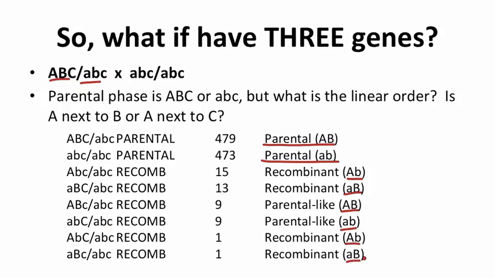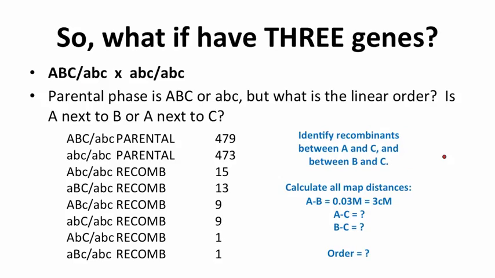So when we add these up, what fraction are recombinant? Well, it's 15 plus 13 plus 1 plus 1. So it adds up to a total of 30. The total here is 1,000, if you add up all those numbers together. So our recombination fraction in this case would be 3%, or 0.03. Okay? So that is the recombination distance between A and B. So we calculate that. That's between A and B, 3 centimorgans apart, or 0.03 recombination.